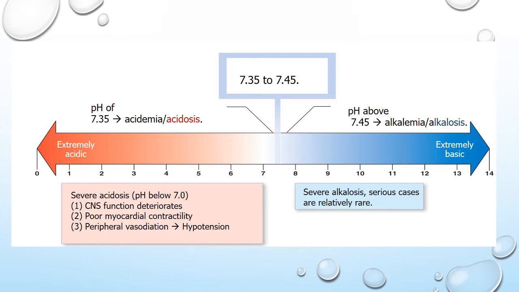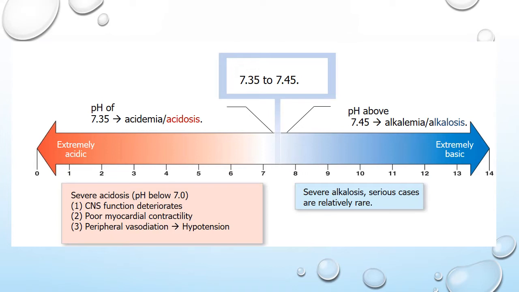So the normal pH ranges between 7.35 to 7.45. When the pH is less than 7.35, it is called acidosis, and when the pH is more than 7.45, it is alkalosis. And when the pH falls below 7, there is severe acidosis, which can lead to multiple systemic involvement in our body, like CNS function deteriorates, there is poor myocardial contractility, and there is peripheral vasodilatation causing hypotension and shock.